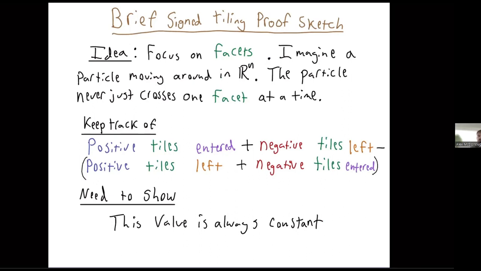And then keep track of when it enters a positive tile or leaves a negative tile, and when it leaves a positive tile or enters a negative tile, and show that this value is always constant. And then once we show that the number of things contained is constant, it becomes a volumetric proof of showing that, in fact, it's constantly equal to 1. So way too brief, but just to give a little bit of an idea of what's going on.